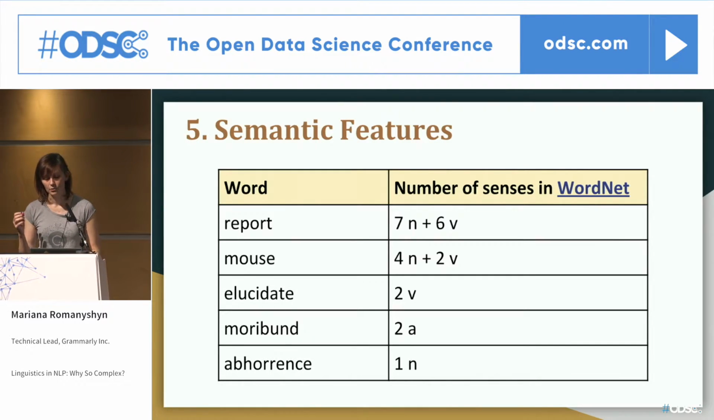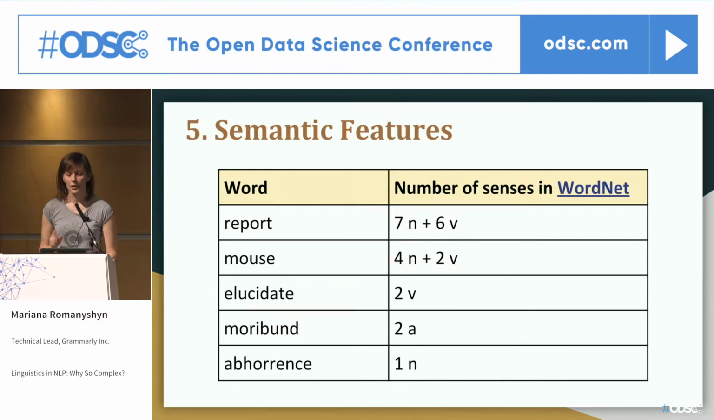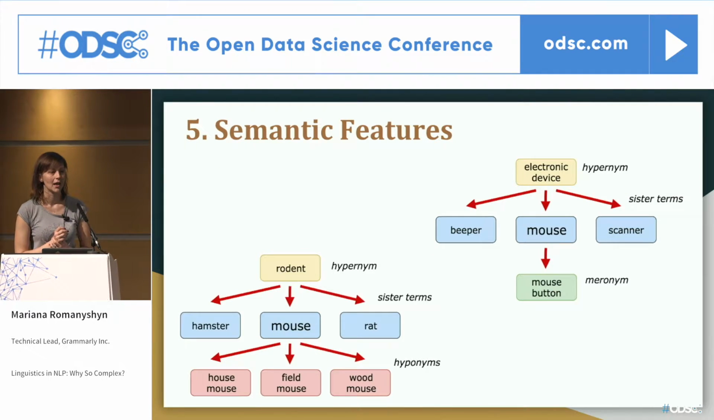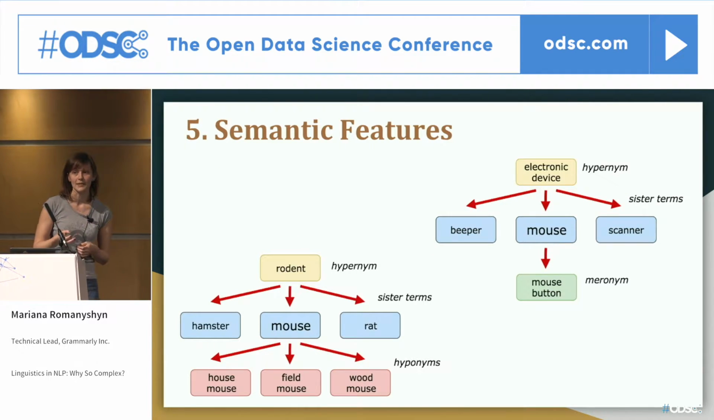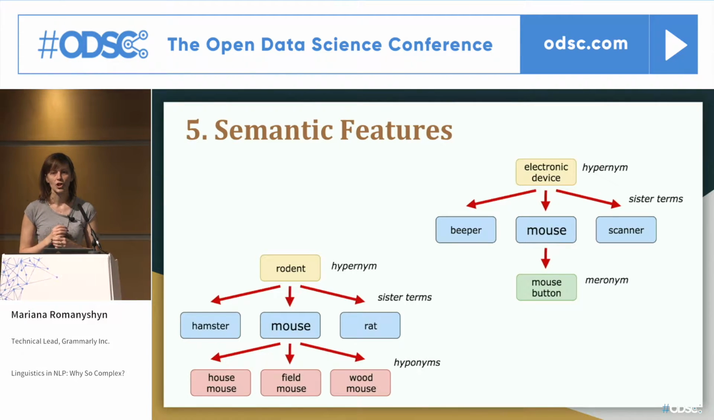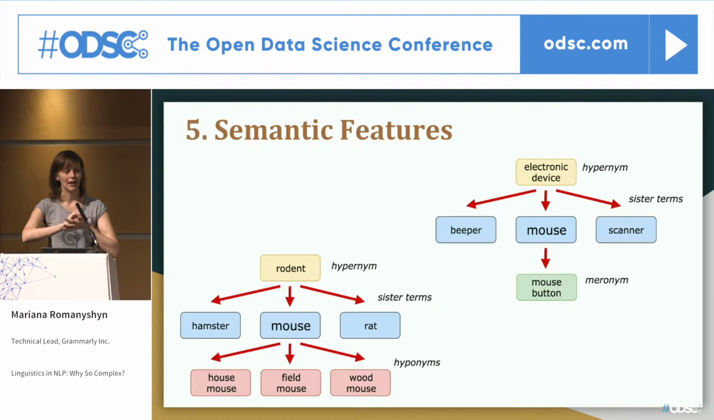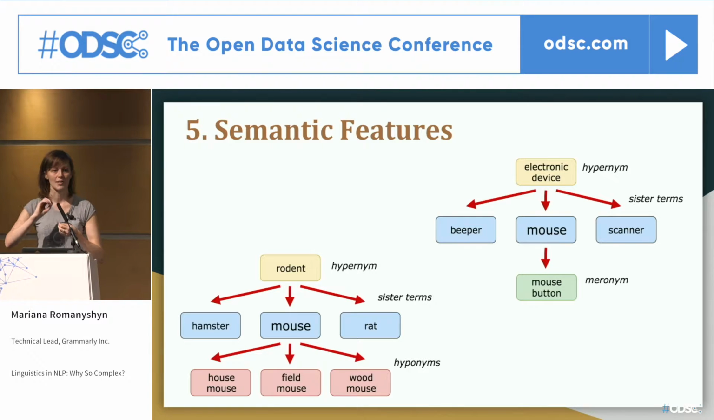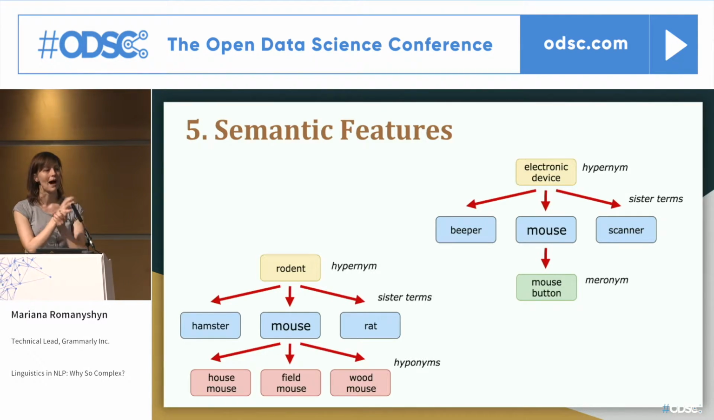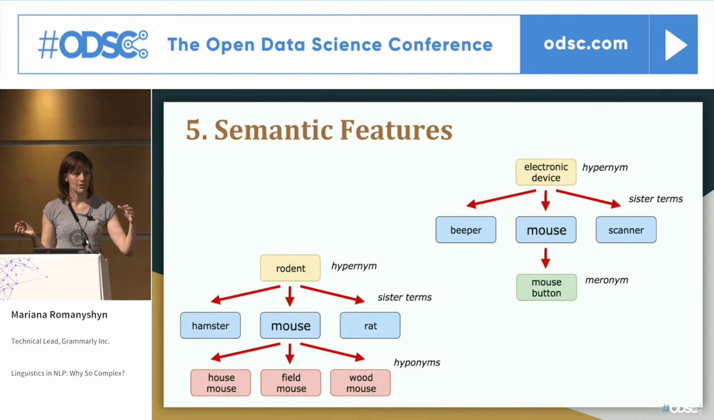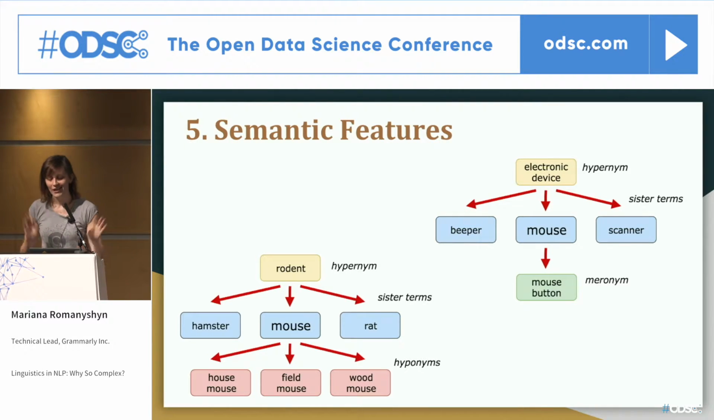So let's have a closer look at WordNet that I mentioned here. WordNet is an ontology that was built by psycholinguists in Princeton. And this ontology actually contains relations between different meanings in the language. So if we take the word mouse, and 2 meanings of the word mouse, not 4, right? Here we take only 2, that we just mentioned.